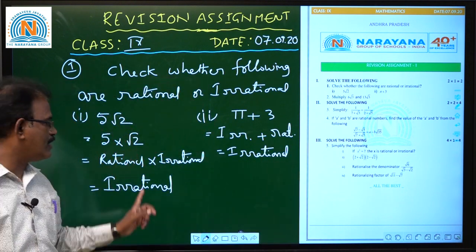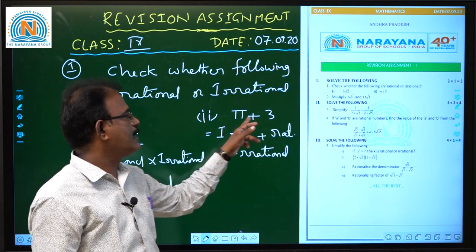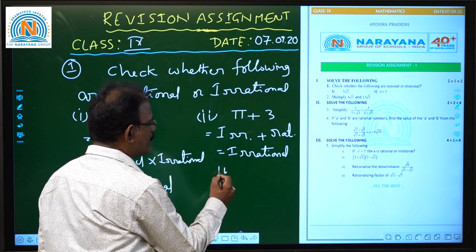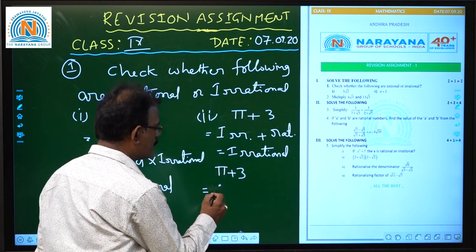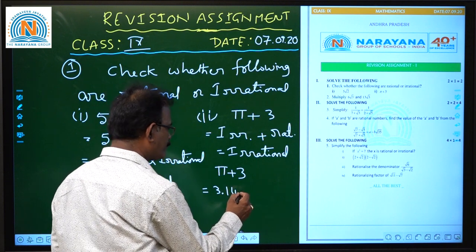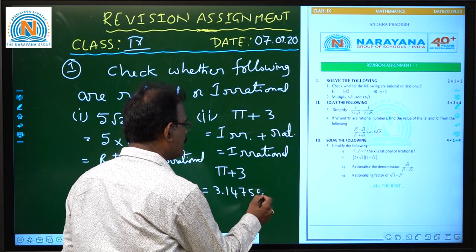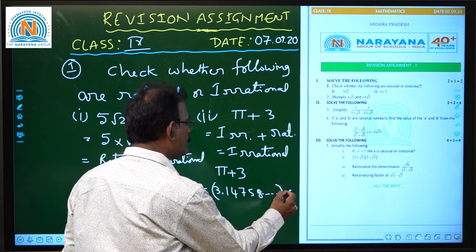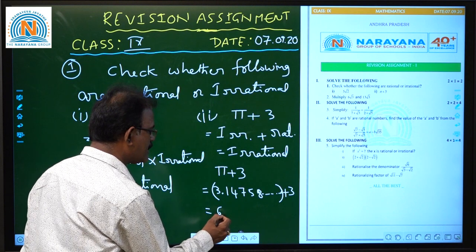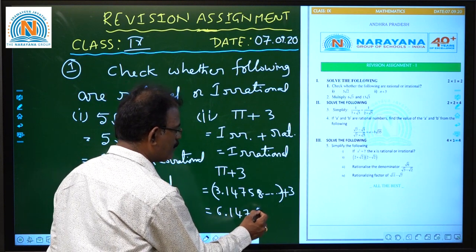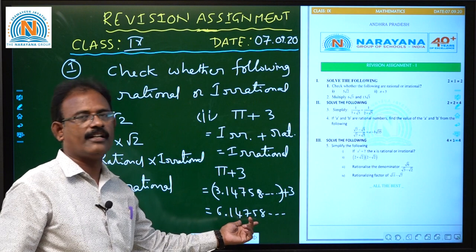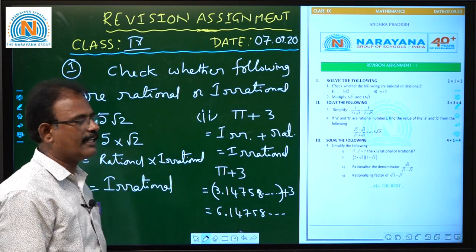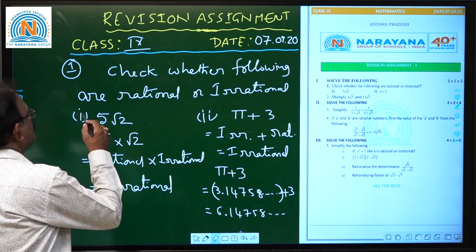So 5 root 2 is irrational, children, as well as pi plus 3 is irrational, because pi plus 3 means, children, pi means 3.14758 and so on, plus 3. That gives 6.14758. This is a non-terminating, non-repeating decimal, so it is irrational. So come back to the second question.